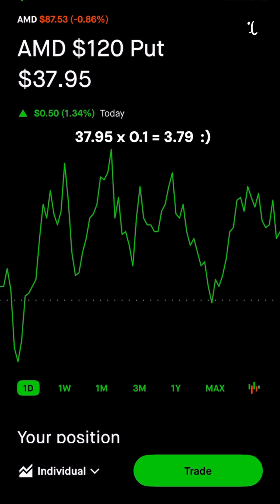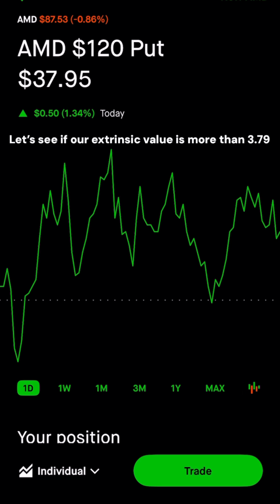3.79. So we're going to calculate the extrinsic value of this option contract and see if it is greater than 3.79. If it is greater than 3.79, then the person on the other side of this contract most likely is not going to close it early. If it is less than 3.79, then the person on the other side of this contract very well may close this option early. So let's calculate the extrinsic value.